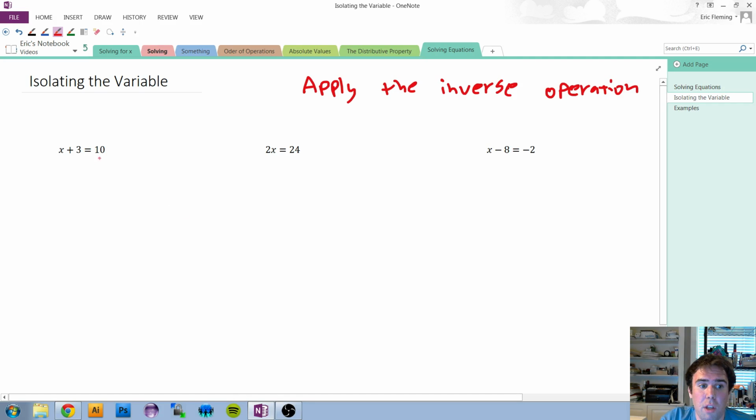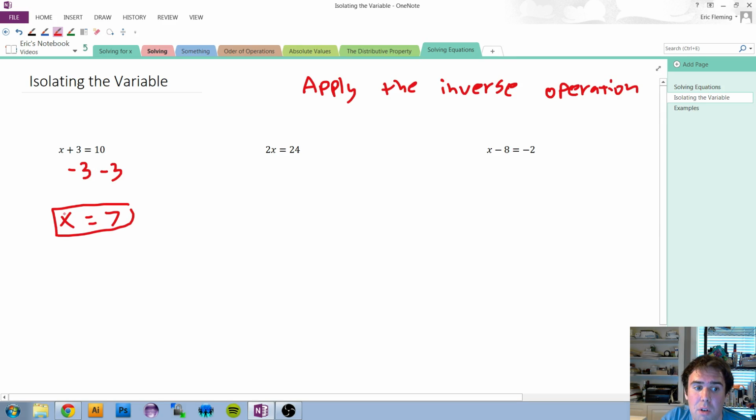So take a look over here with our x plus 3 equals 10. If I added 3 to both sides, that would be no good. I would get x plus 6 equals 13 because that 3 and that plus 3 would combine together and the 10 and the 3 would combine together. And this is no closer to having that x isolated. That's because we didn't use the inverse operation. So since I see plus, the inverse operation of plus would be minus. And by taking 3 away, aha, we've gotten the x all by itself.